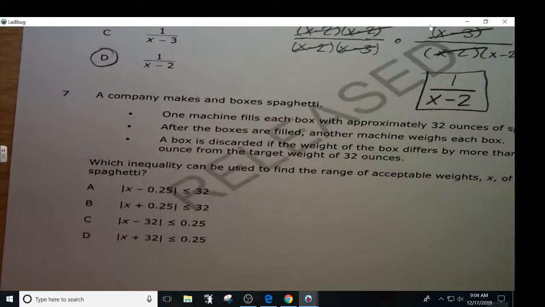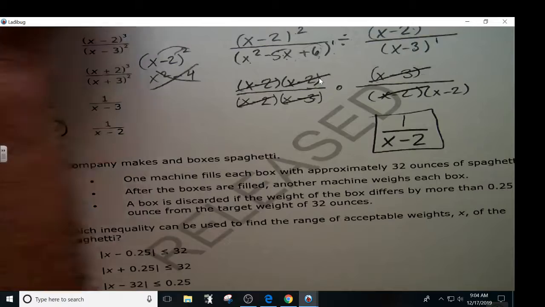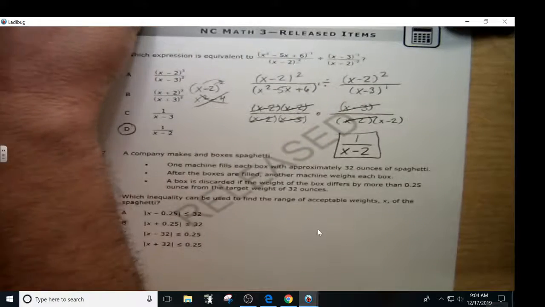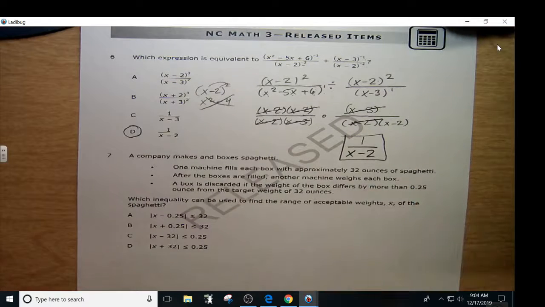Now, guys, the next problem, this is an absolute value problem. Now, guys, I would write this down on a cheat sheet or something.